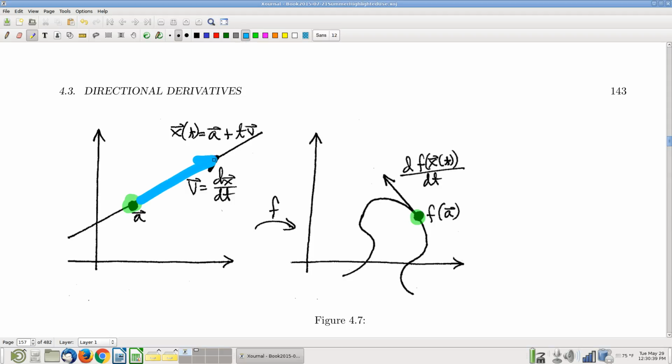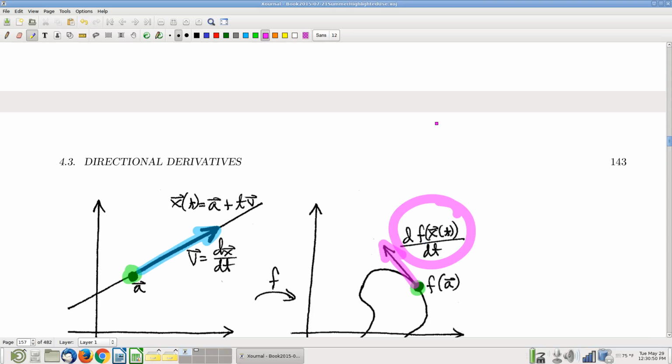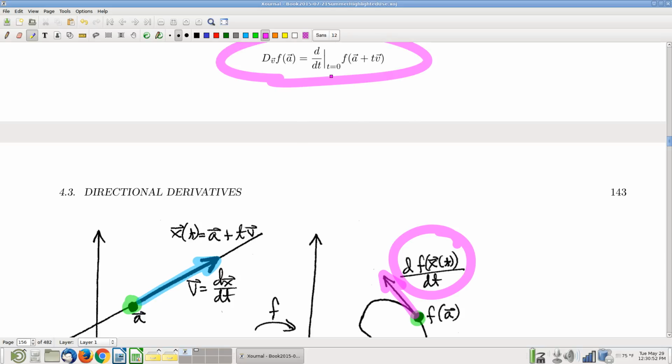Whatever velocity we might be moving with in the domain, the formula above computes the corresponding output velocity. So this directional derivative formula here computes the output velocity corresponding to a given input velocity. Now I'll remind you that this is the perspective that we want to take on derivatives. We want to think of derivatives, forget about slopes for now. We'll come back to that a little later today actually.